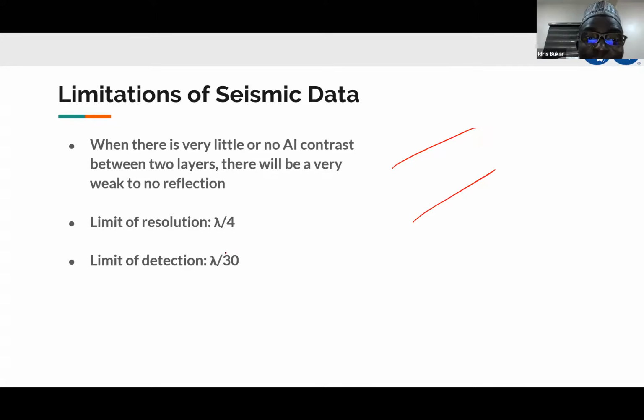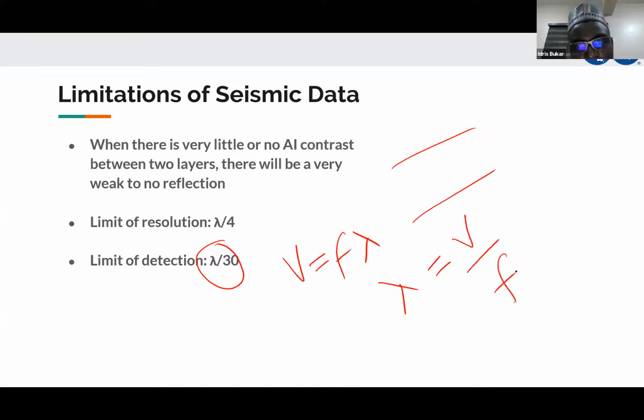And then there's even an issue of detection. If a feature, a bed or a layer, whatever it is, is less than 1/30th of the wavelength of the dominant frequency of the seismic signal, then the seismic will not even see it, right? It would go past it. So I'm saying wavelength. This equation of a wave, V equals F lambda, if you remember, basically tells you that the wavelength is inversely proportional to the frequency.